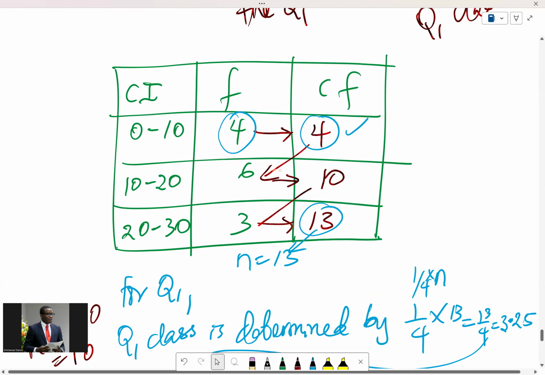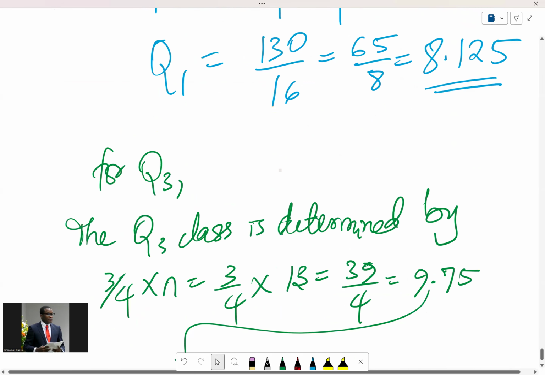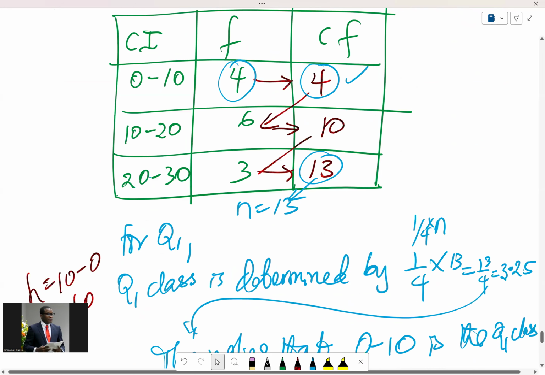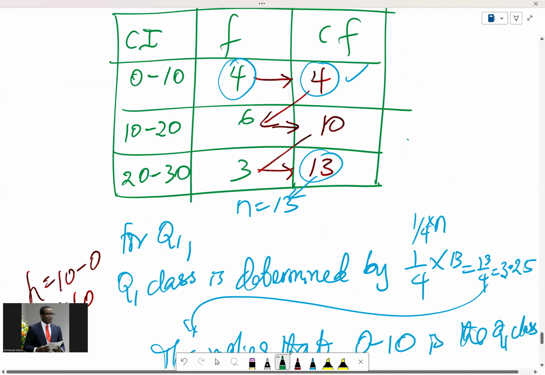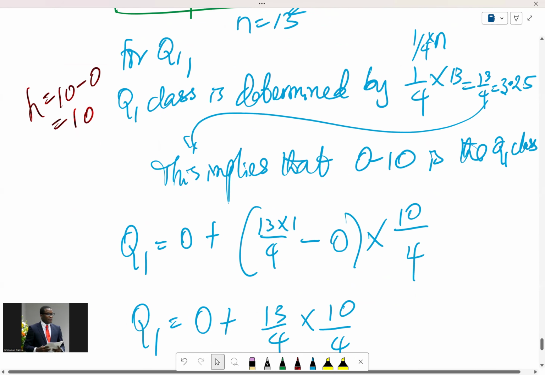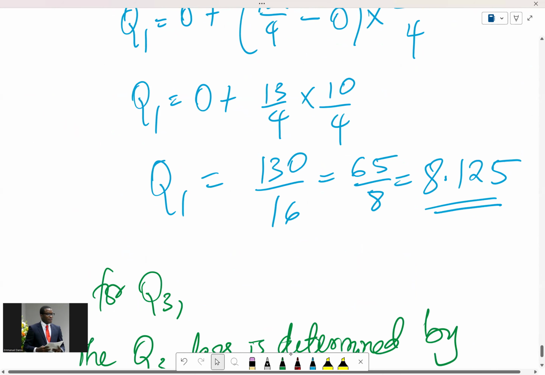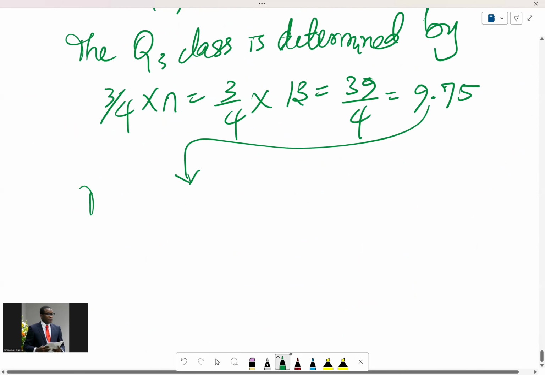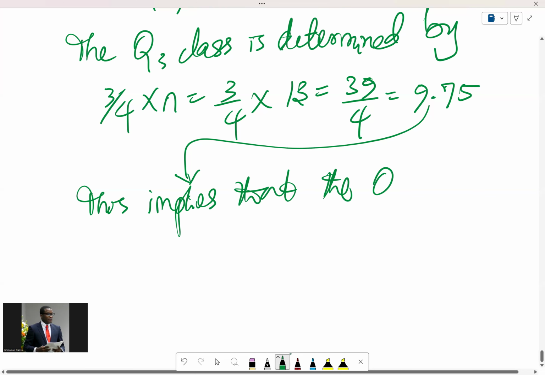So it means where does 9.75 lie for the cumulative frequency? Coming back to the table now, you'll see that 9.75 will be here. So it means that the third quartile class is 10 to 20. So this implies that the Q3 class is 10 to 20.